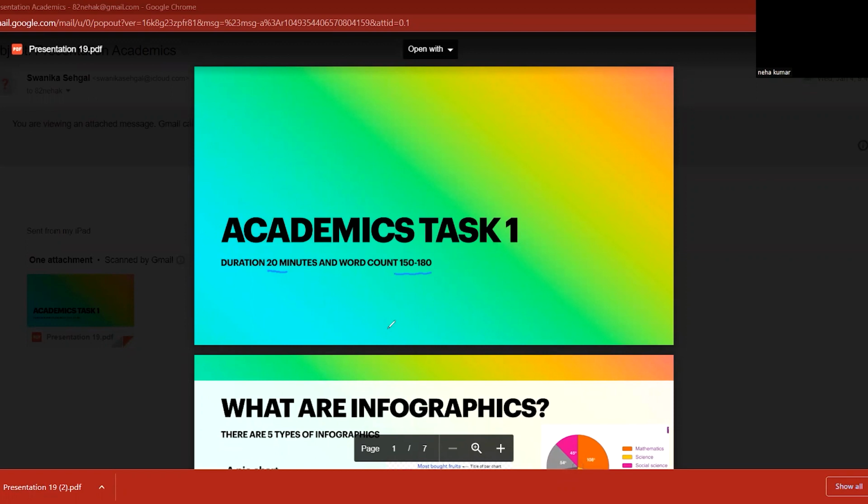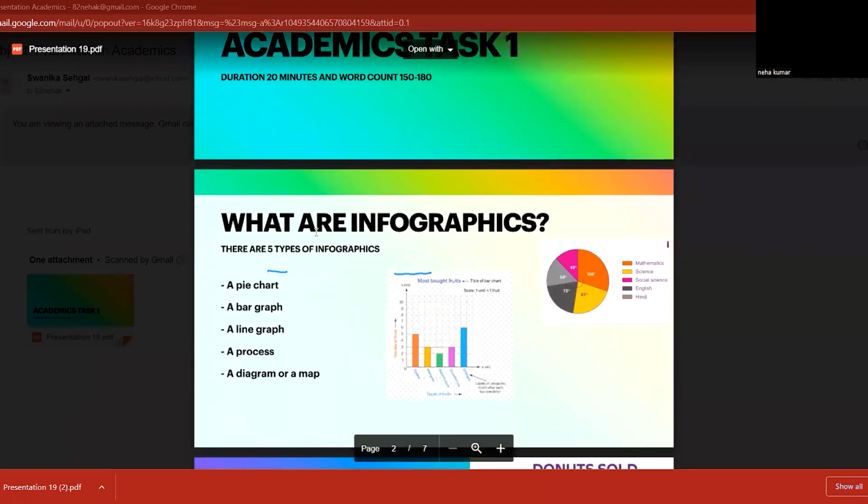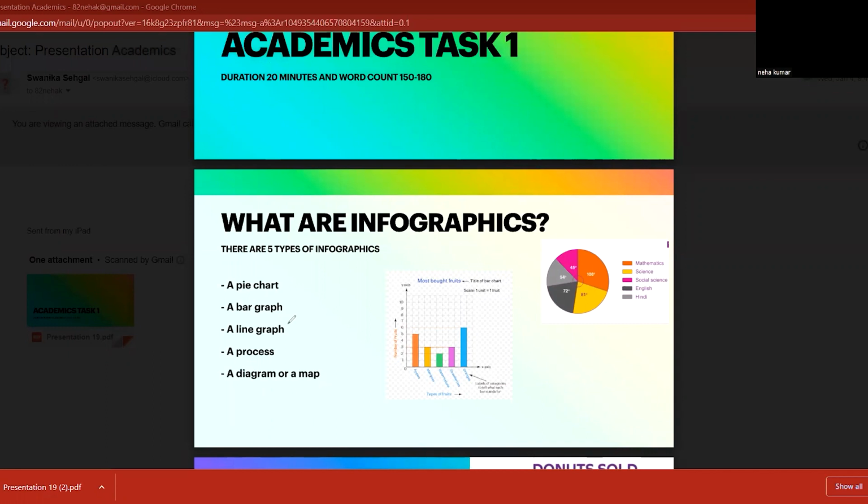It consists of an infographic. What is an infographic? Infographics in IELTS are of 5 types you will get in your exam. First is your bar chart. Second is your pie chart, line graph, process, diagram. This is what your infographics look like.